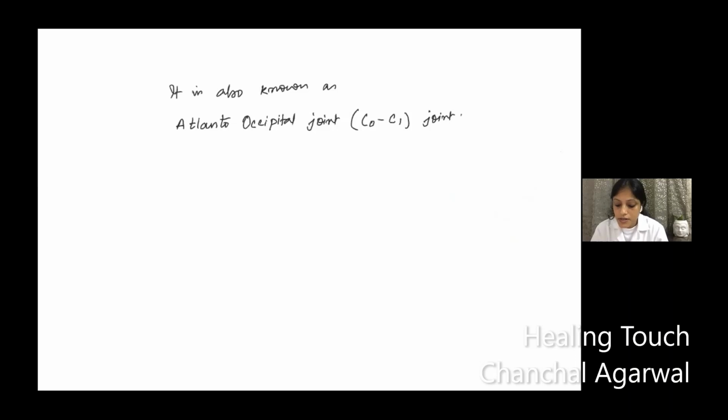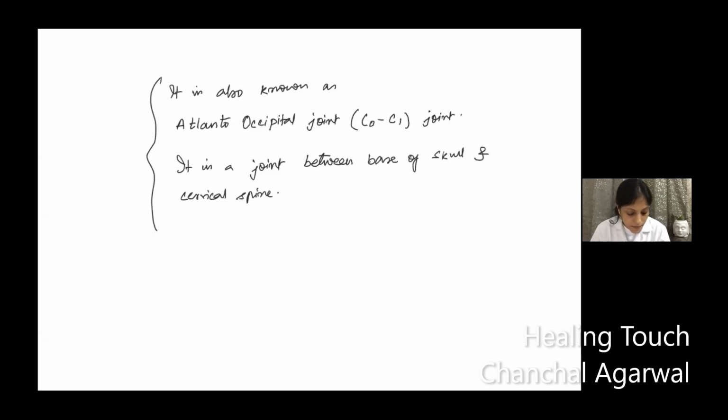So what we were doing, Atlanto-occipital joint, it is also called C0 C1 joint. It is present, it is a joint between base of skull and cervical spine. ठीक है, ये उसके बगल में आप लिख कर रख दो, है ना? उसके बाद क्या दिया हुआ है? उसके बाद वाला पॉइंट जो है ना, ये है जॉइंट्स ऑफ एटलांटो एक्सियलिस.